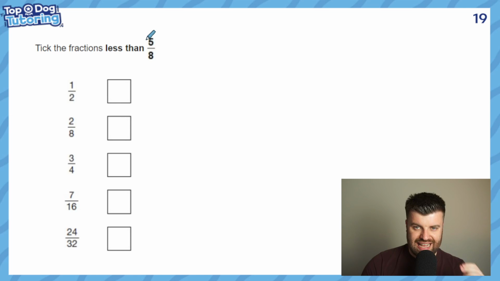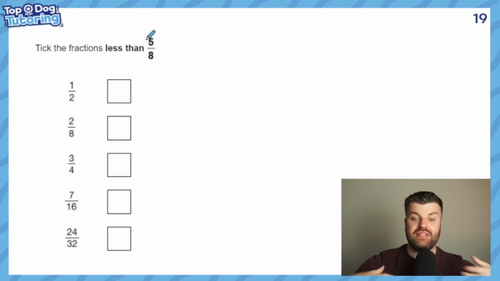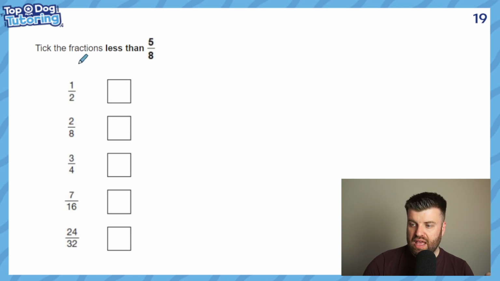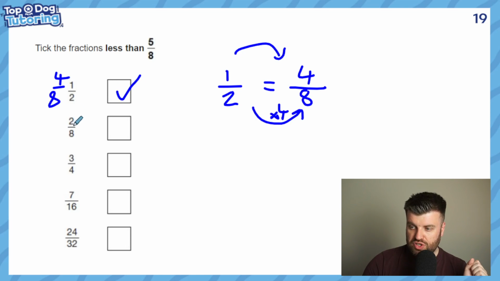Tick the fractions less than 5/8. We're still in that realm of comparing, but we can see now how the test can put it into lots of different contexts. So 1/2. Is 1/2 less than or more than, greater than 5/8? Well, we have to put it into 8s to find out. 2 to 8 is multiplied by 4. Do the same to the top, we get 4/8. This is 4/8. That is less than 5/8. Tick it. 2/8, well, that's easy. They're both 8s, and 2 is less than 5. Tick it.